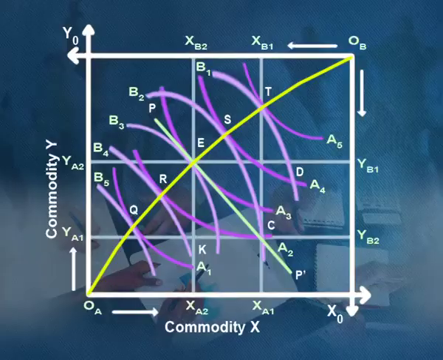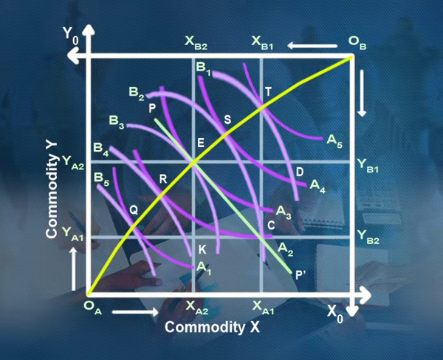Edgeworth box diagram has been used to explain the general equilibrium of distribution of two goods between two individuals. Edgeworth consumption box shows the indifference curves of the two individuals A and B, describing their scale of preferences for the two goods. As we move upward from bottom left to top right, individual A moves to higher indifference curves and individual B moves to lower indifference curves.